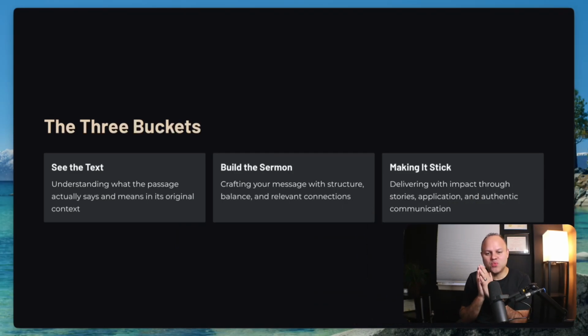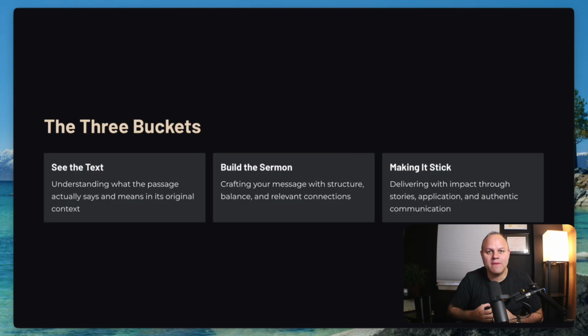And that's where Wayne McDill takes us through these 12 steps. Now, don't feel overwhelmed. Really, they fall into three buckets, and we're going to dive into it right now. So here is what we're talking about. Three buckets. The first bucket is we want to see the text, right? We want to learn the text.